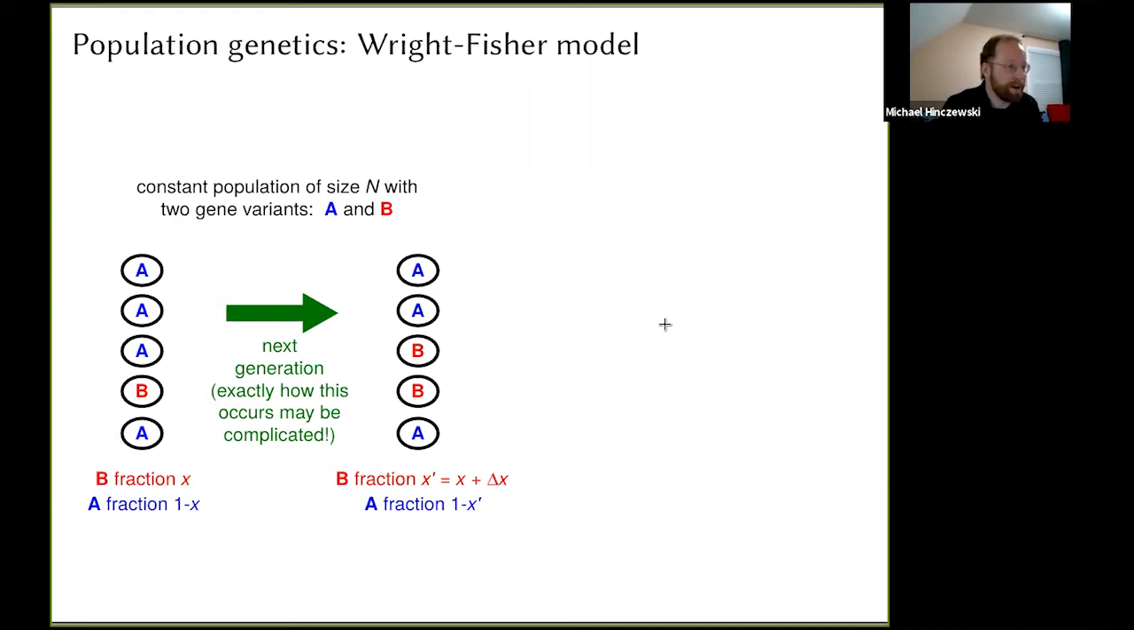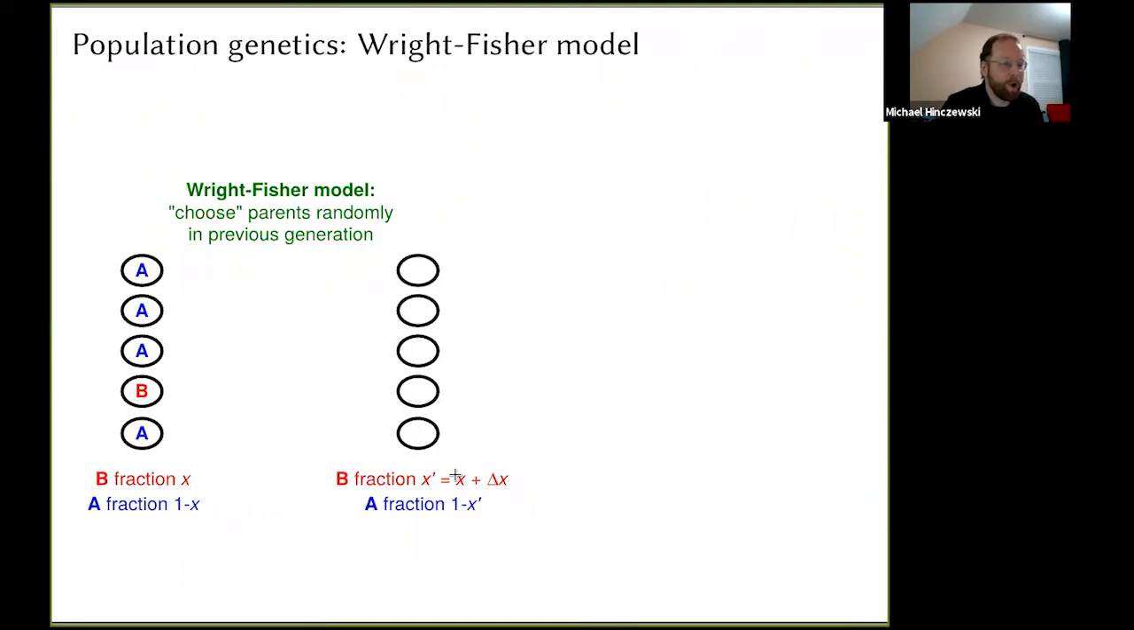To describe it very briefly, I'm just going to imagine a system with two gene variants, A and B. In this model, the simplest version is that you have a constant population size, though you can relax that and easily generalize to varying populations. Let's say that type B has a fraction x and type A has a fraction 1 minus x. The way the model is defined is we look at generation to generation and ask what is going to be the distribution of A and B in the next generation. How that occurs realistically is maybe complicated, but in this model, it's done in an almost a little bit crazy, but mathematically still meaningful way.